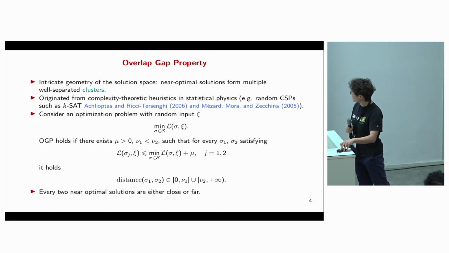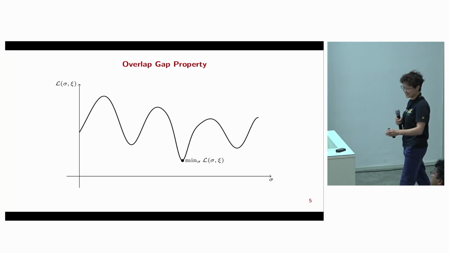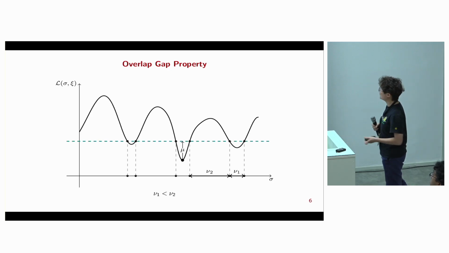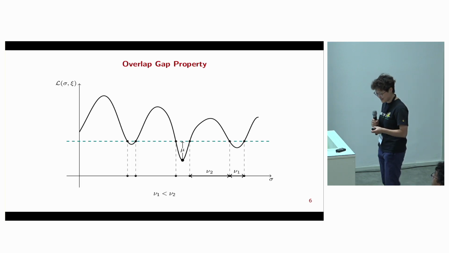Here is a better picture. Suppose this is your loss function, and this is a global minimizer. And now let's look at the μ approximate optimizers. So for example, solutions here, and solutions here. And they're indeed clustered. So solutions are either close here or far away here. This is essentially what the OGP says.